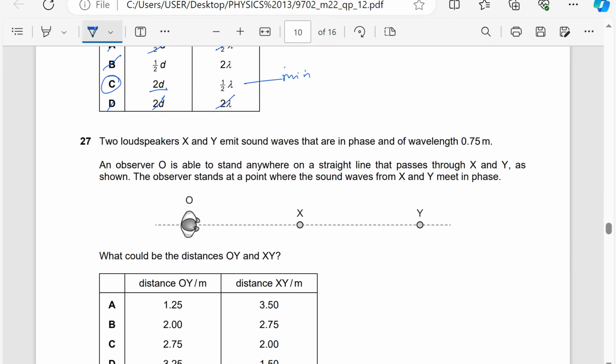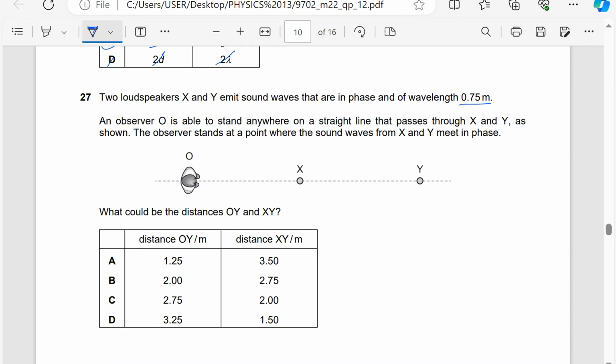Two loudspeakers X and Y emit sound waves that are in phase and of wavelength 0.75 meters. An observer O is able to stand anywhere on a straight line that passes through X and Y as shown. The observer stands at a point where the sound waves from X and Y meet in phase. So that means the phase difference could be zero. That means there is constructive interference.